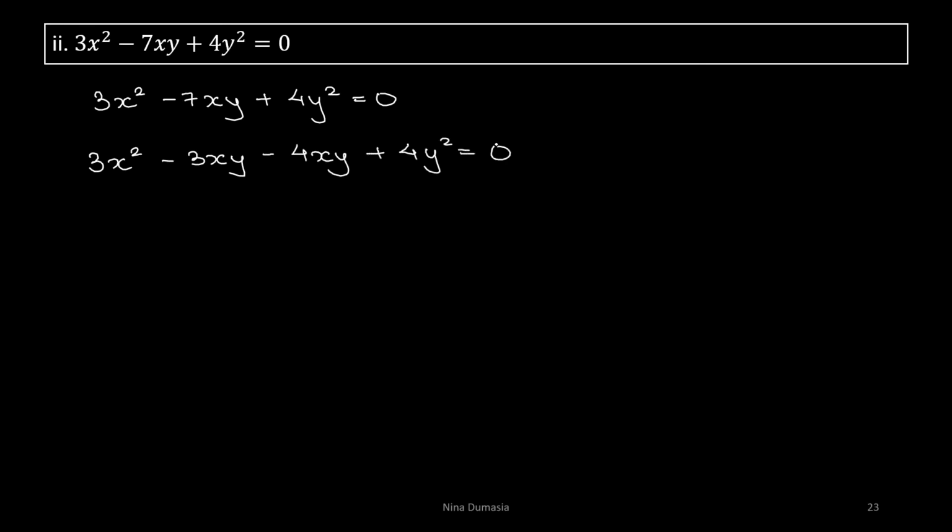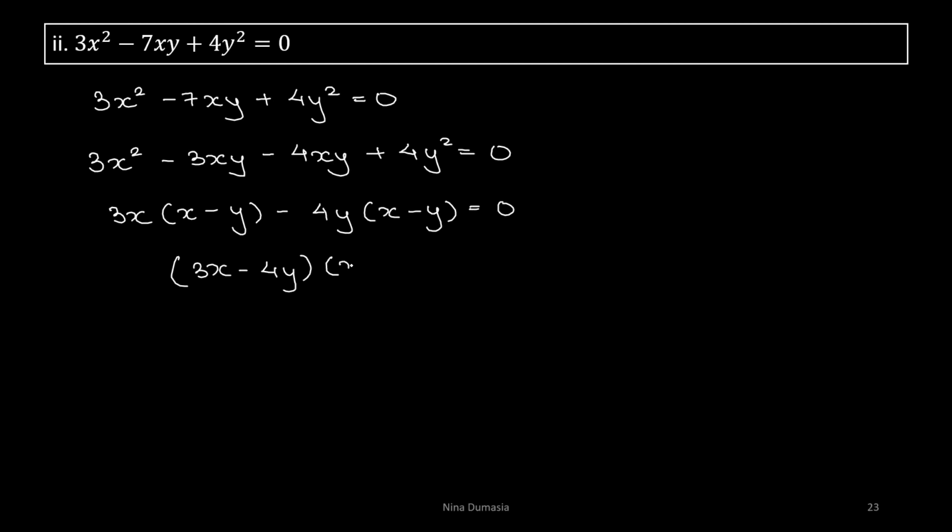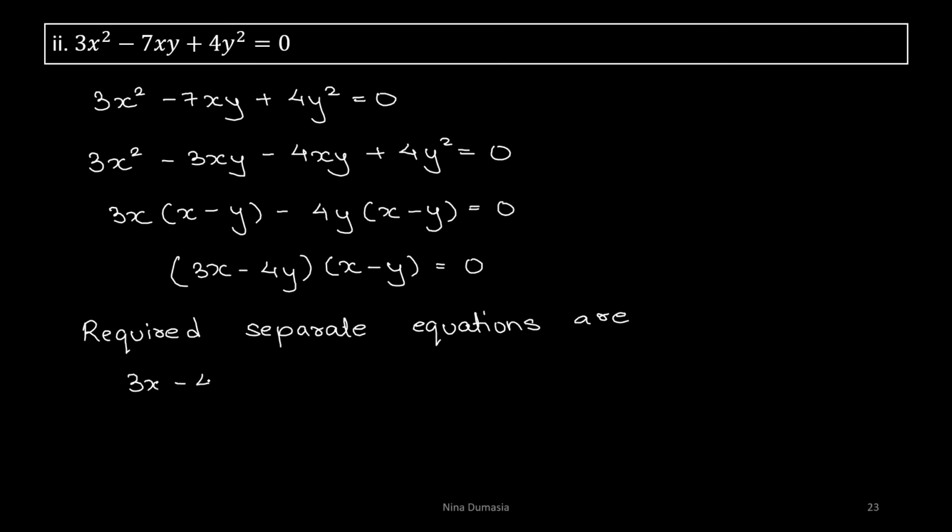Just like we split a normal quadratic, I have done the same. I take 3x common, then I get x minus y, and here if I take minus 4y common, then I get x minus y is equal to 0. Therefore, we have 3x minus 4y into x minus y is equal to 0. Fine. So therefore, the separate equations are 3x minus 4y is equal to 0 and x minus y is equal to 0. Fine. Now let us do the third subpart.